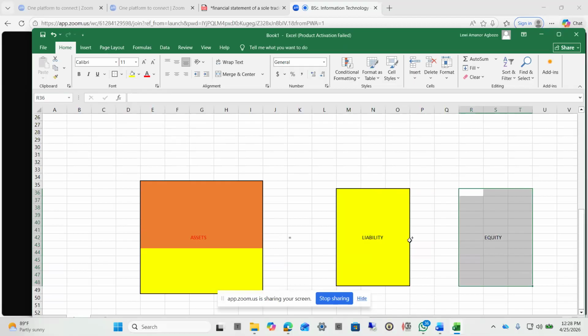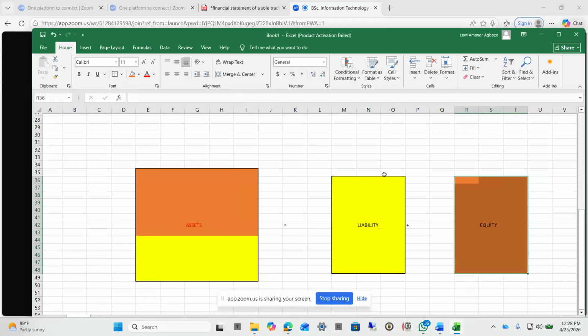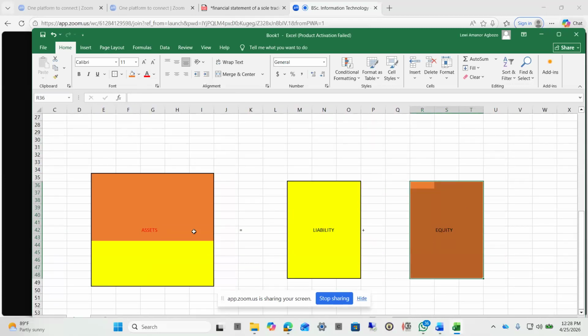This is what I'm trying to depict. What we are saying is that your assets should be equal to the monies you are owing people, added to the money you yourself brought into the business. Does it make sense?